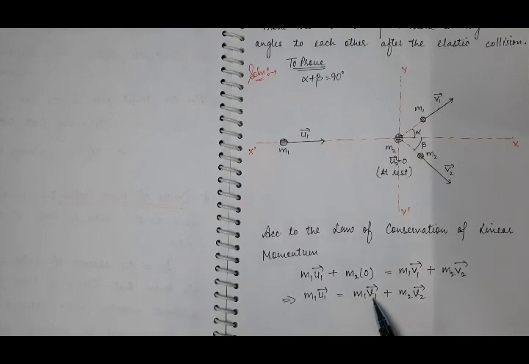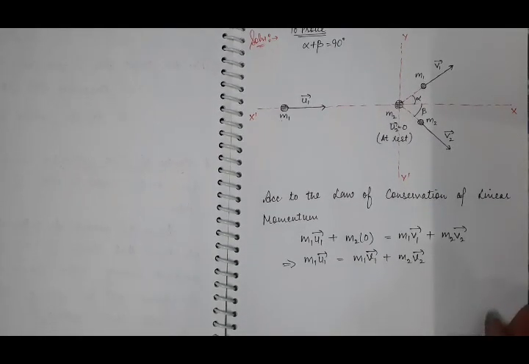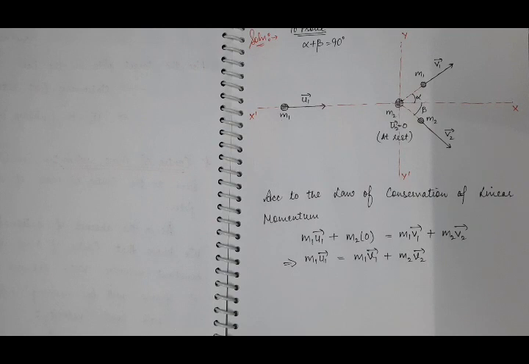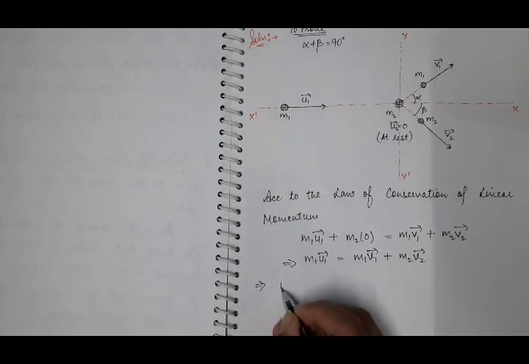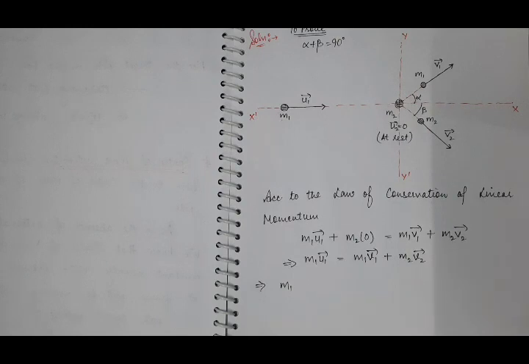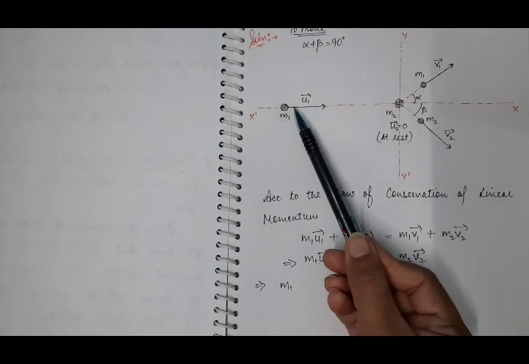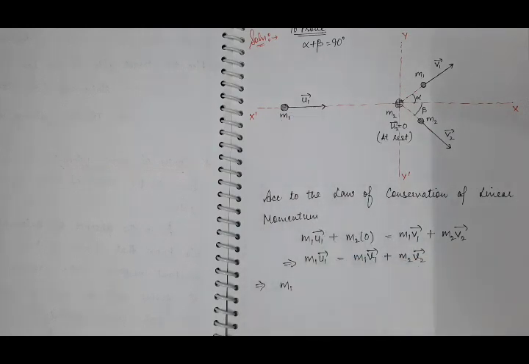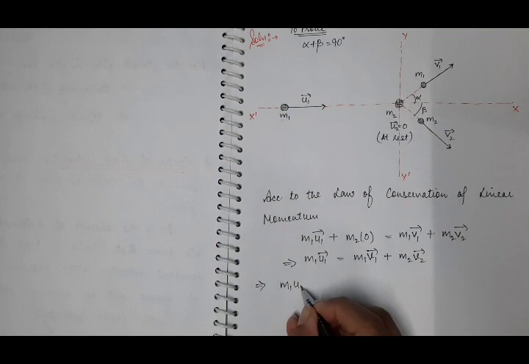Now, as u1, v1, v2 are vectors, they will have components along the x-axis, y-axis and z-axis. So write it in component form. Then it will be m1 into u1 vector. Any vector is equal to the product of its magnitude and its direction, which is given by the unit vector. This particle m1 is moving along the positive x-axis, so its direction is given by plus i cap and its magnitude is u1. So this u1 vector is equal to u1 into i cap.